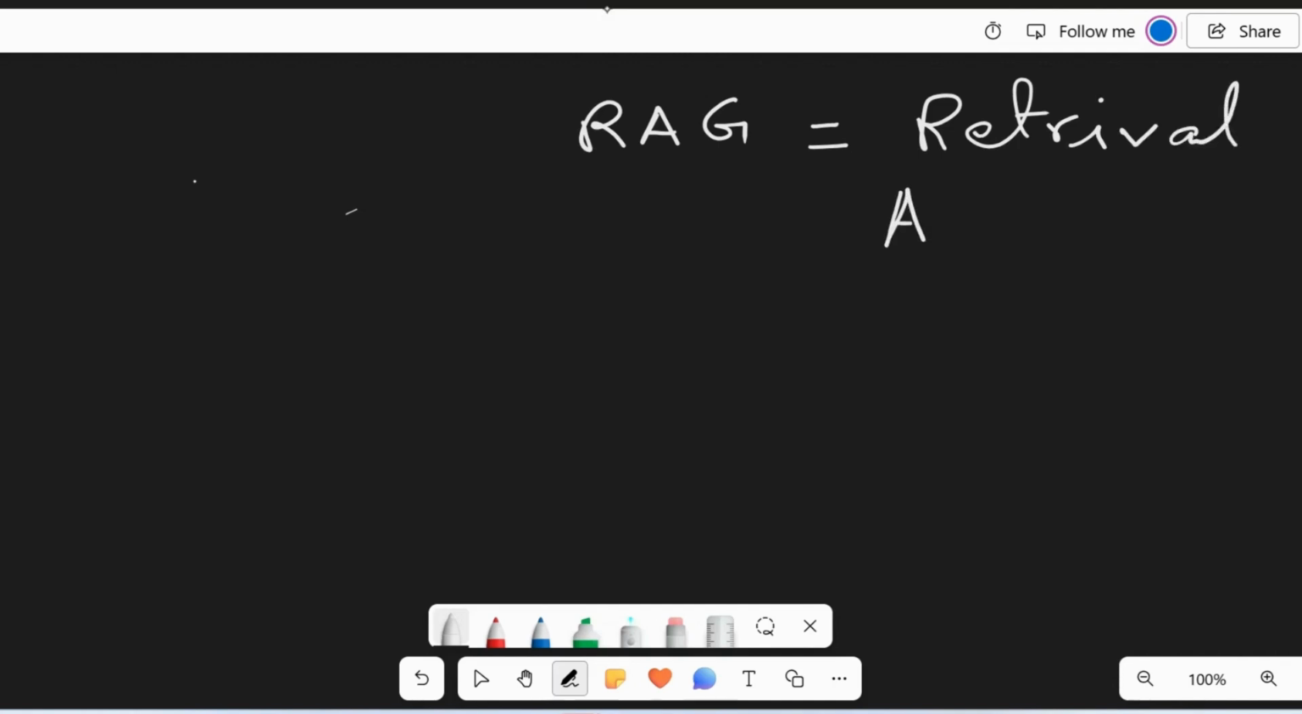Okay, so let's start by knowing what is RAG. So RAG stands for Retrieval Augmented Generation.